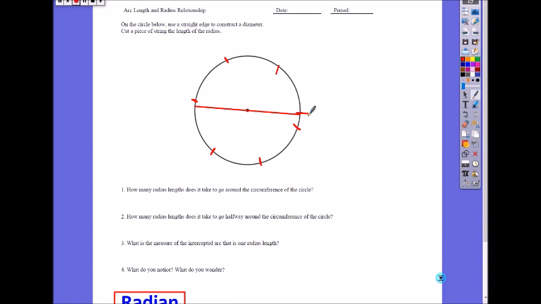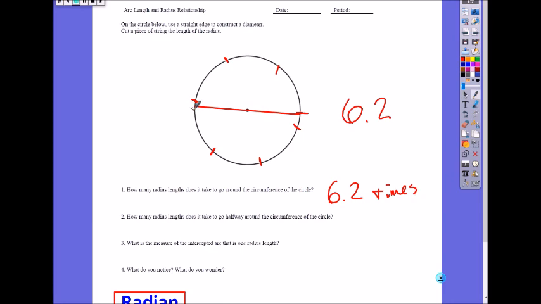So how many do you guys get? How many radius lengths does it take to go around the circumference of the circle? For me, it was 6.2, a little more than 6 times. How many radius lengths does it take to go half a semicircle around the circumference? It was 3 and a little more.